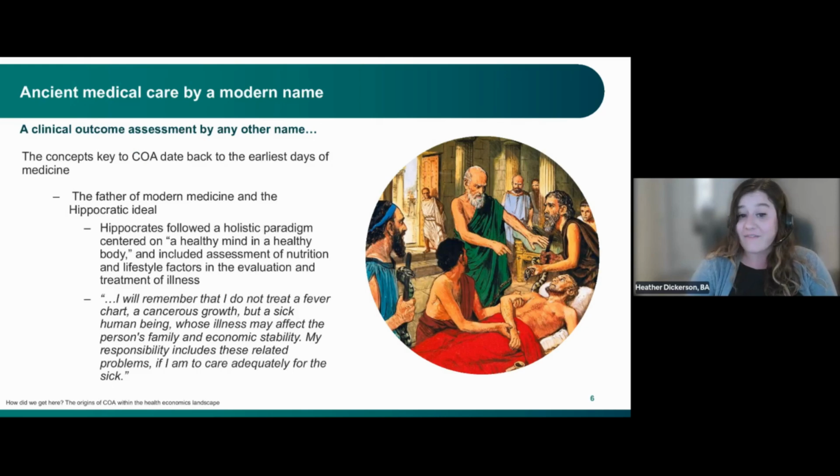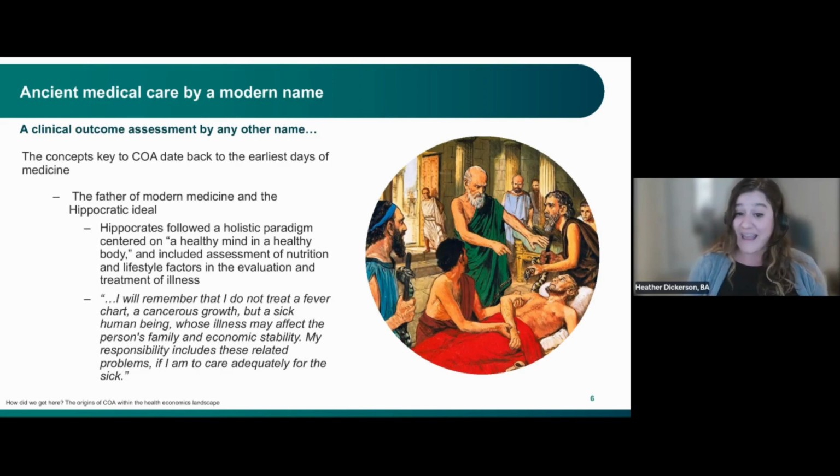As mentioned earlier, the FDA defines a clinical outcome assessment as a measure that describes or reflects how a patient feels, functions, or survives. So while the term itself has emerged relatively recently, the concepts at the core of clinical outcome assessments stretch pretty much as far back as medicine itself. As we know, Hippocrates is often referred to as the father of modern medicine. And Hippocrates followed a holistic paradigm of medicine that was centered on a healthy mind and a healthy body. This Hippocratic approach included assessment of nutrition and lifestyle factors in his evaluation and treatment of illness.